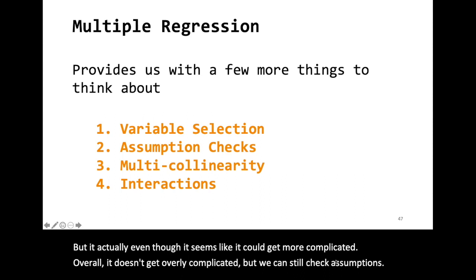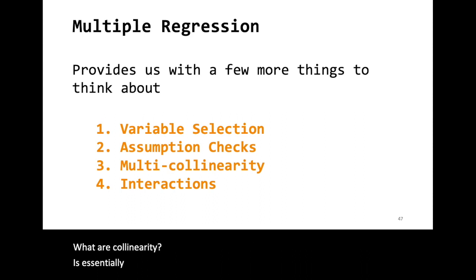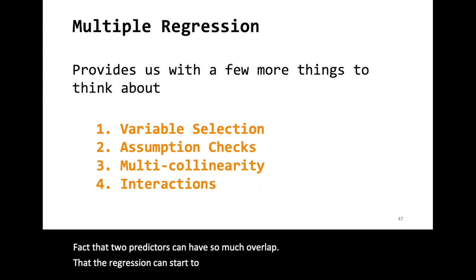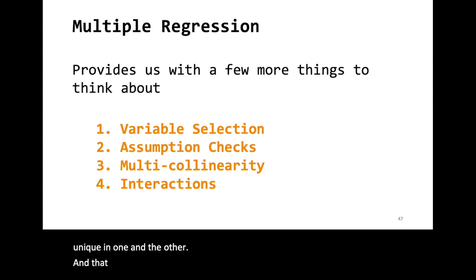Third, multi-collinearity is essentially the fact that two predictors can have so much overlap that the regression can start to get confused over which one's which. They can have so much overlap that there's not a whole lot of information that's unique in one and the other, and that can cause problems in the regression. We'll talk about that more in a sec.